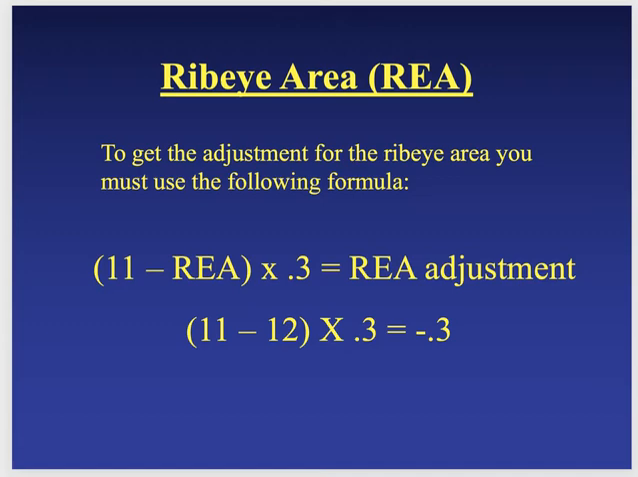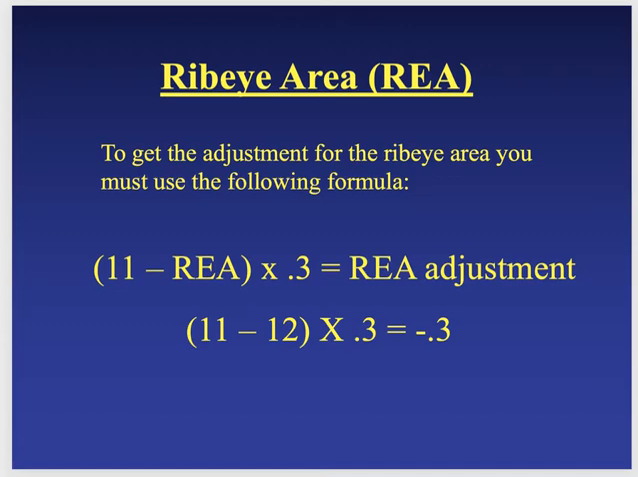But in this formula right here, if we look at the formula, we figure out how big of a ribeye area we have, and we place that number into where the REA is. So if we look on the bottom line of that, we have an 11 square inch basis minus 12 square inches, that's an actual number. We come up with -1 there. We times that by 0.3, and we actually equal -0.3.